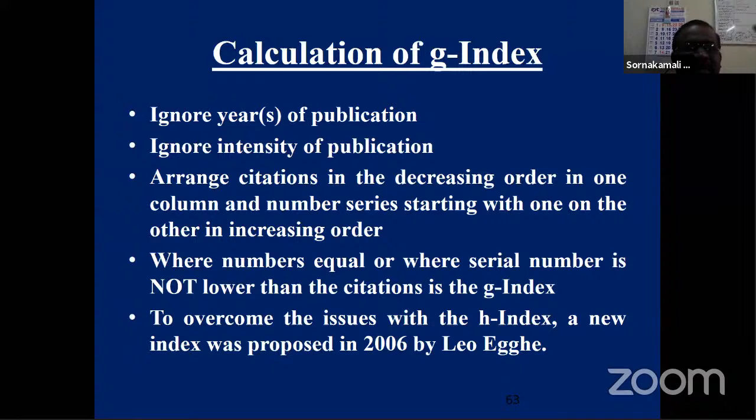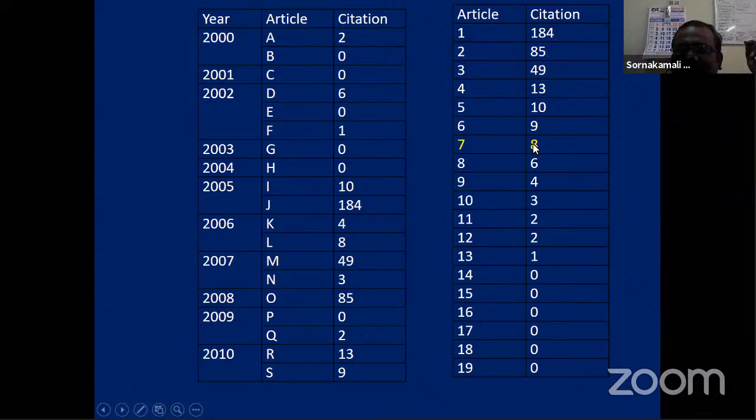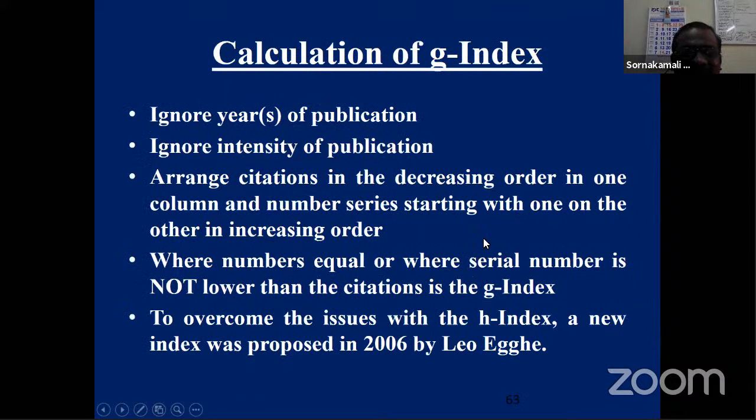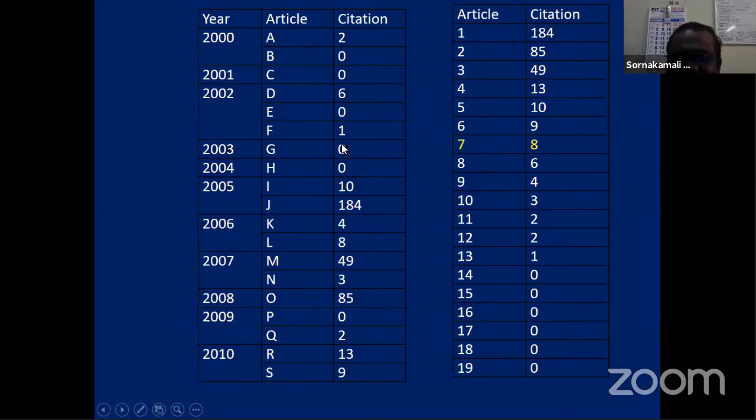They ignore the year of publication and the intensity of publications. Here is a somewhat funny thing. They arrange the citations in decreasing order, descending order. Then we write the articles and put the serial numbers in ascending order. Where the serial number is not higher than the citations, that is the G index. This G index was developed by Leo Egghe in 2006, but it is not most widely adopted by the scientific society.